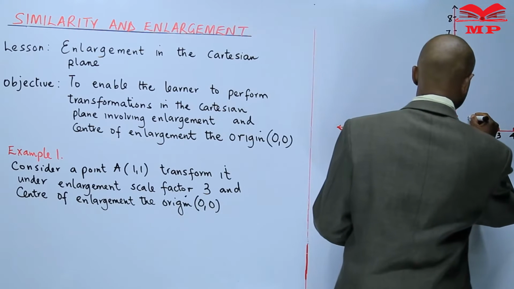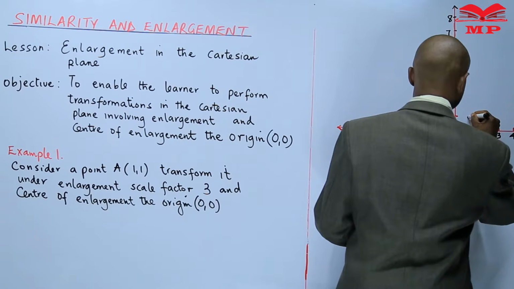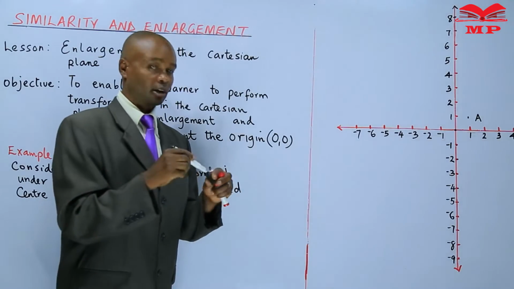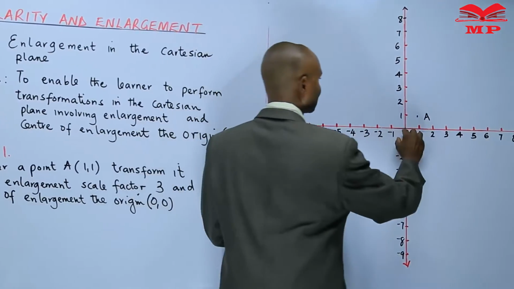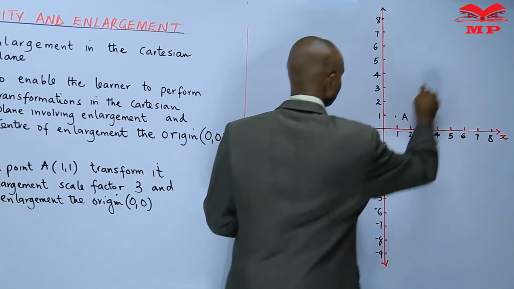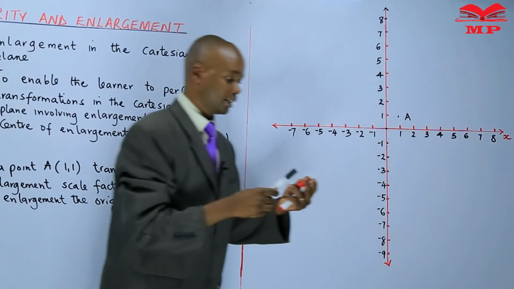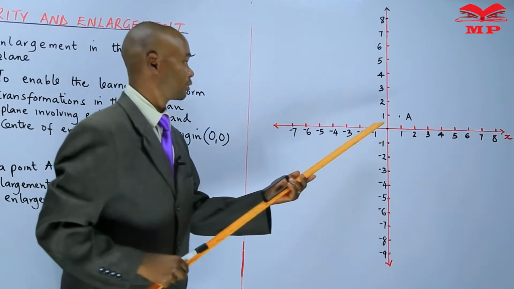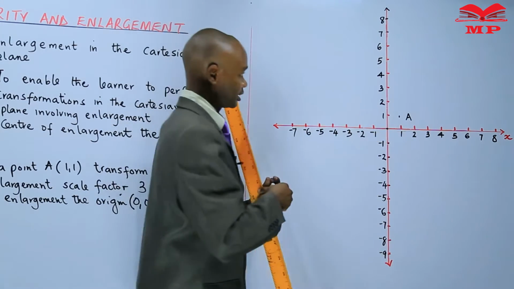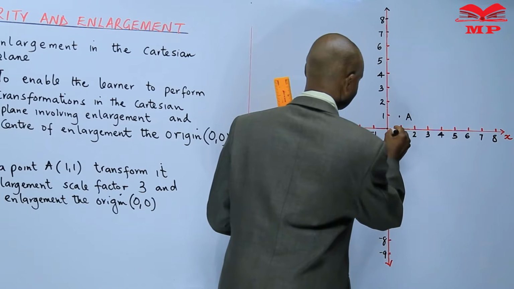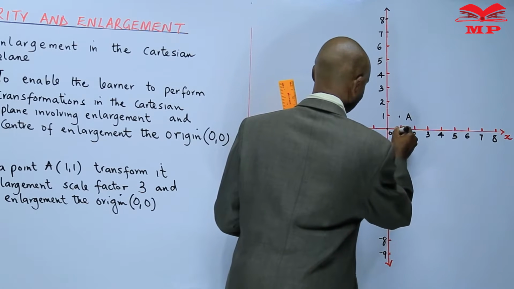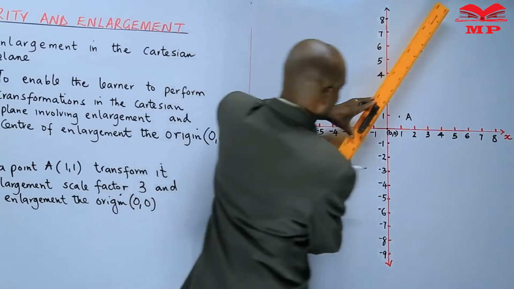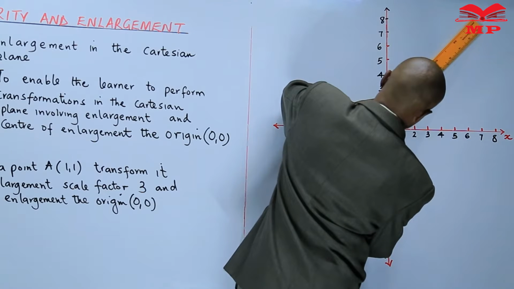So step number one, we identify A. That is point A. So under enlargement, we've been drawing a line from the center of enlargement through the object as we look for the image. That is exactly what we are going to do, learner. We'll draw a line from the center of enlargement, 0, 0. That is the point 0, 0. It is the center of enlargement. We'll draw a line, just prolong.